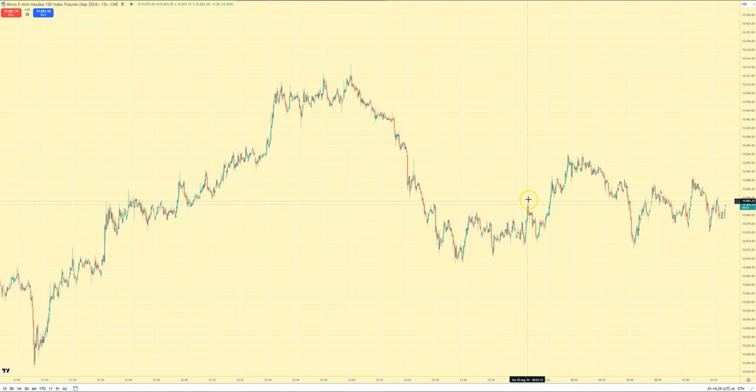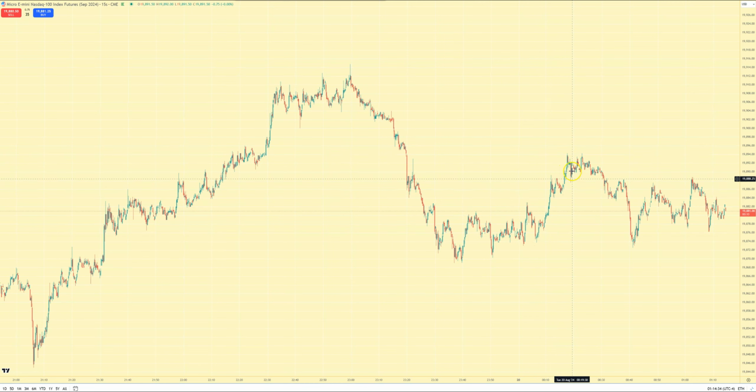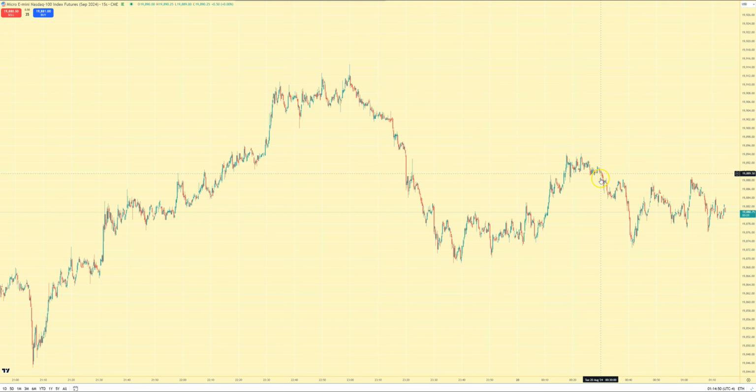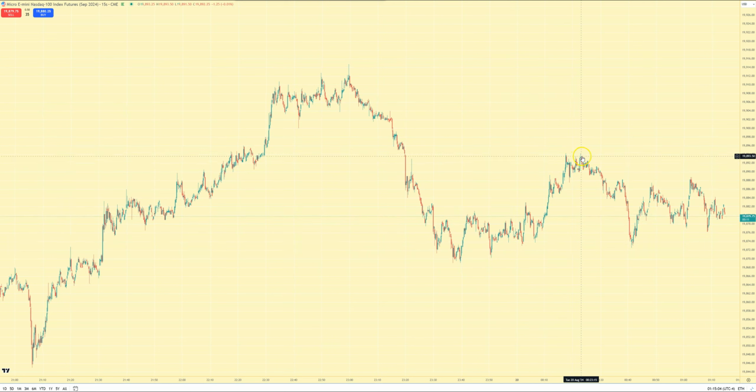Original consolidation, level 1, level 2, smart money reversal. Smart money reversal area. Low risk sell. Level 1. Level 2. Run it. Distribution. Accumulation 1. Accumulation 2. Smart money reversal up here. Low risk sell.